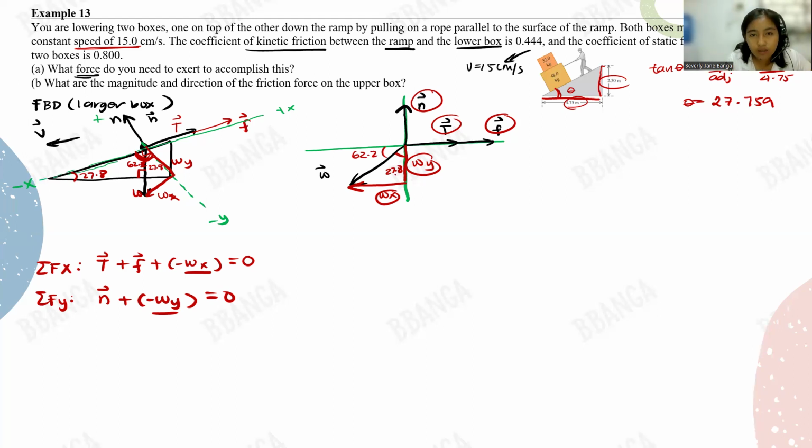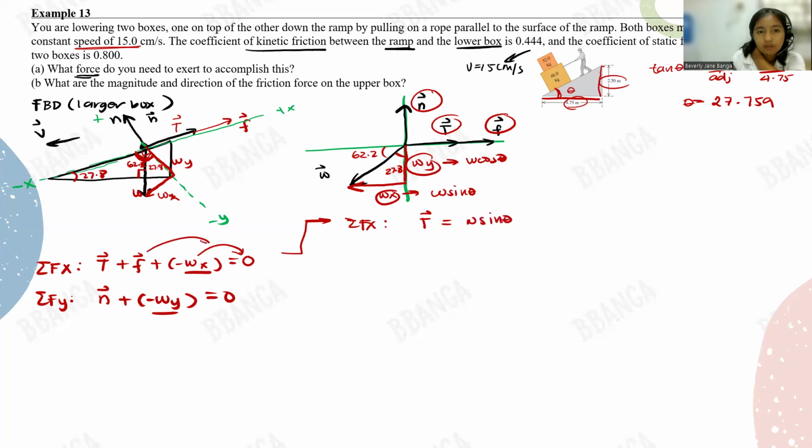So, relative to the angle, WX is opposite, so this is W sine theta, and then ito ay W cosine theta. So, magkakaroon tayo ng, let's rewrite Fx. Fx is simply T, kasi si T hinahanap po, equal to, lipat natin to sa kabila, W sin theta, then lipat natin si friction sa kabila, minus friction. Okay, and then si y natin, we can have it as is muna.